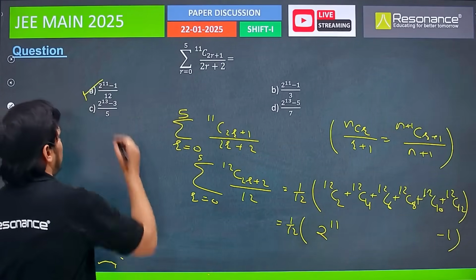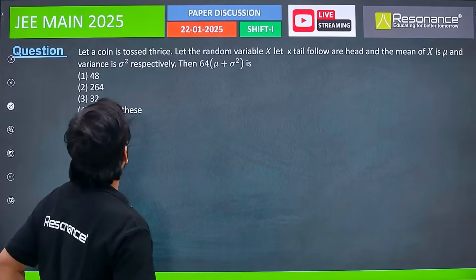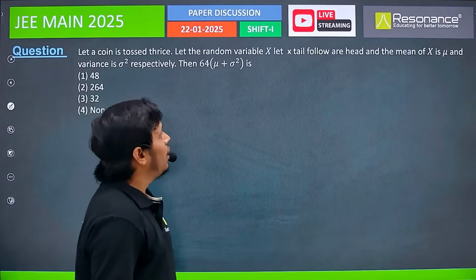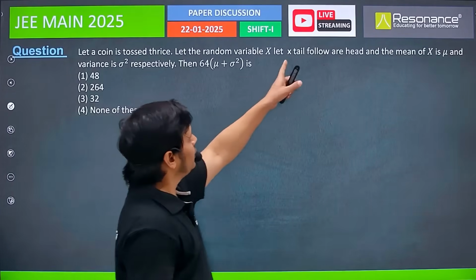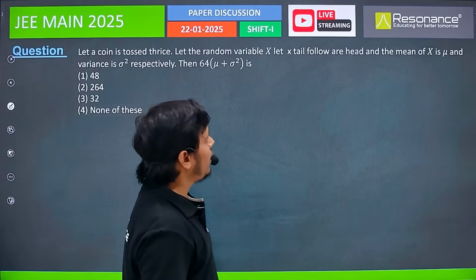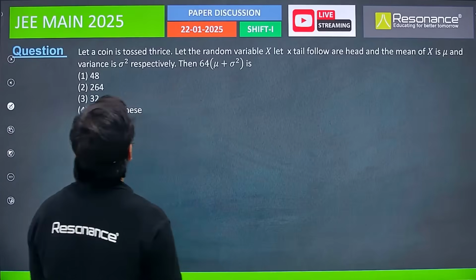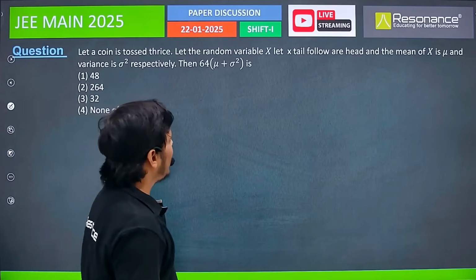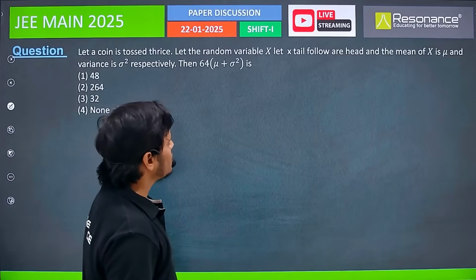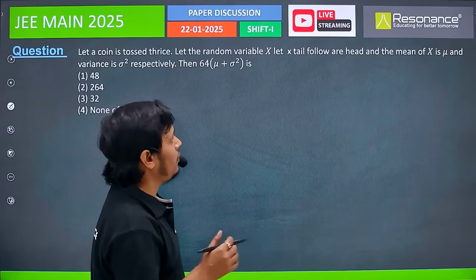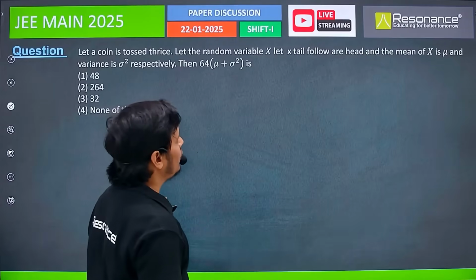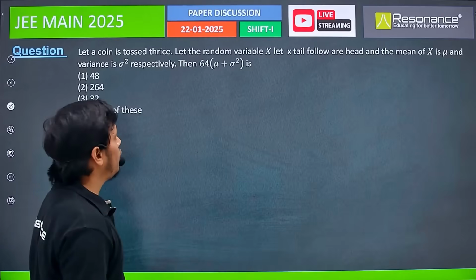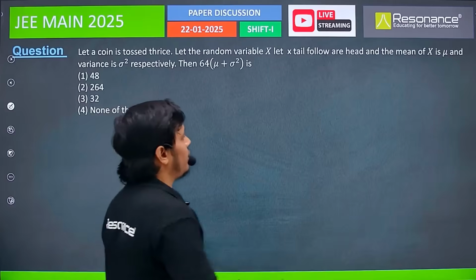So is there any correct answer? Option A. Next one. Let a coin be tossed thrice. Let the random variable X represent the tails followed by head, and the mean of X is mu and variance is sigma square. Then what we want is the value of 64 into mu plus sigma square.